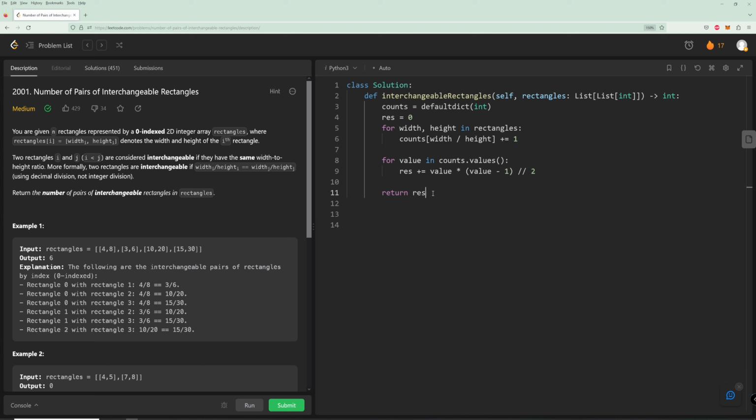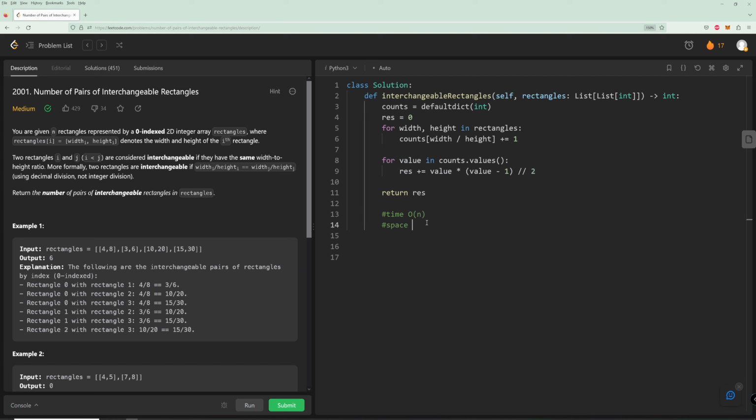So let's think of the time and space complexity here. So for the time, what's it actually going to be? We are going through the rectangles, and this is linear time, right? We're just going through the rectangles, adding them to the hash map, and then this is also linear time, like worst case scenario, this is length of rectangles. So that's going to be O of n.